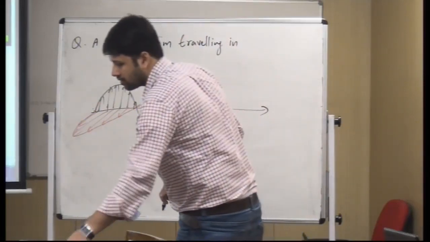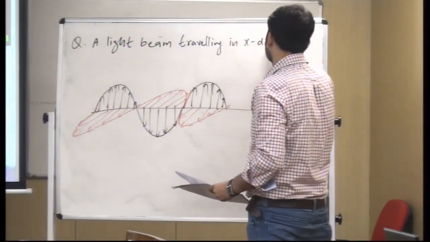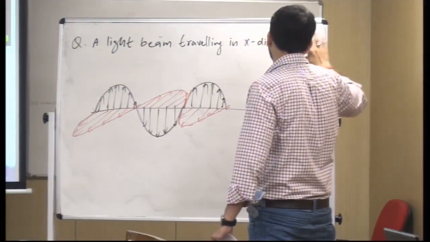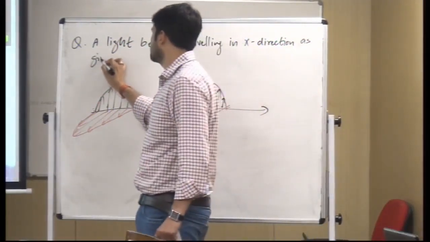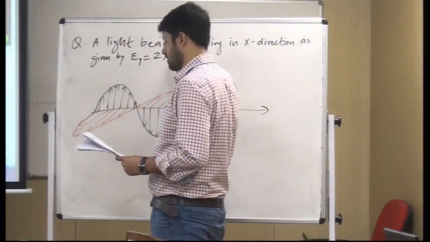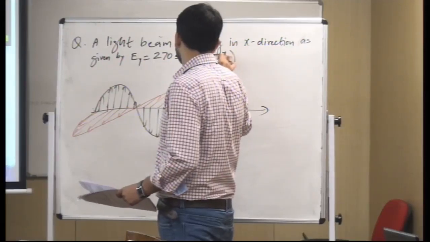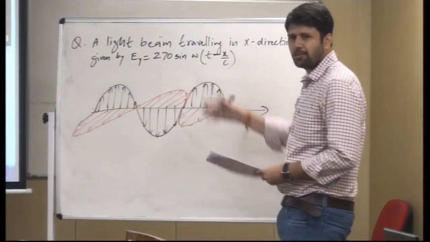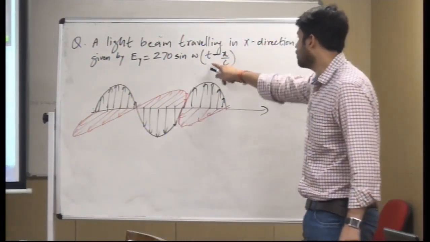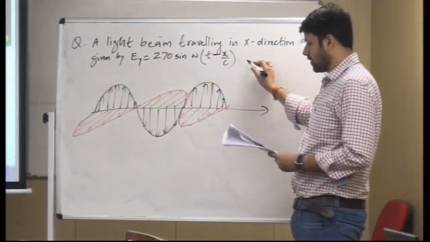Right? So now the question. A light beam is traveling in x direction, as given by EY is equal to 270 sine omega t minus x by c. Another form of expressing omega t minus kx, take omega common. So one thing would be t, other would be k by omega, which is actually 1 by c.